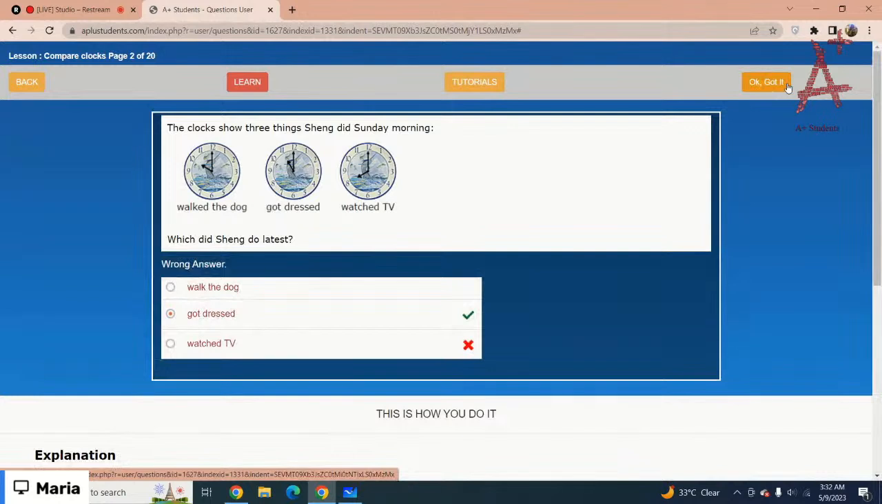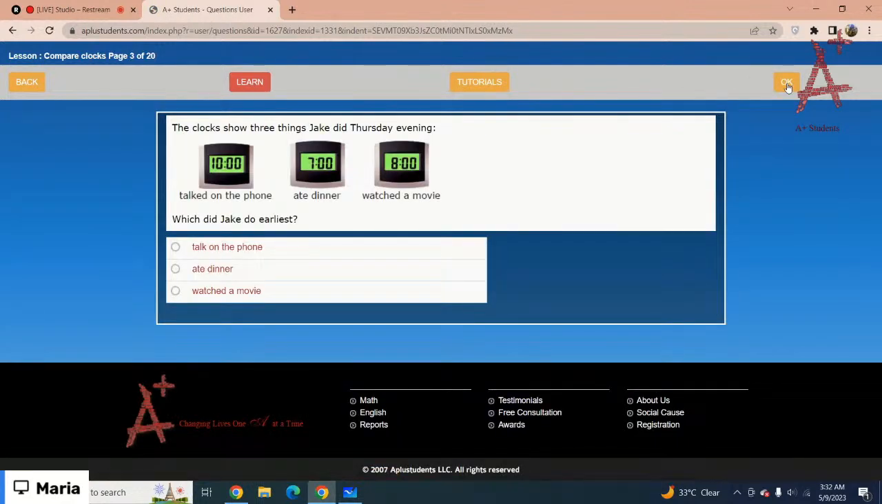Hmm. Got dressed. What did Sheng do latest? Oh, 8, 10, and 11. Yes, it would be 11 he did. Got dressed is the latest one he did. 8, 10, and 11. So 11 is the latest time.